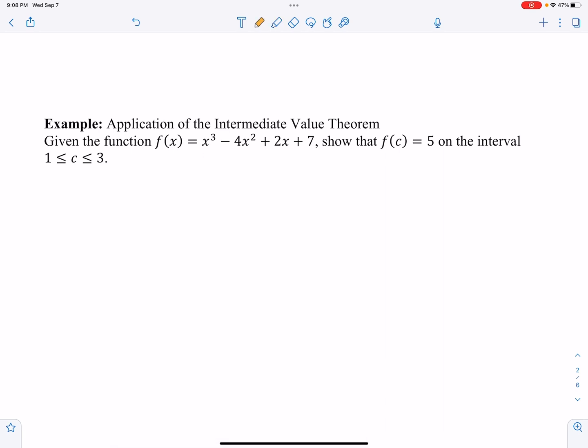So we can get started by just finding the function values at the endpoint. So f of 1 ends up being 6. F of 3 ends up being 4. You can double check my arithmetic. Okay, so we're trying to prove that there's a function value of c that makes the function equal to 5 on that closed interval. So we would say, since f is continuous, and we can tap into our prior knowledge, we know this is a continuous function.